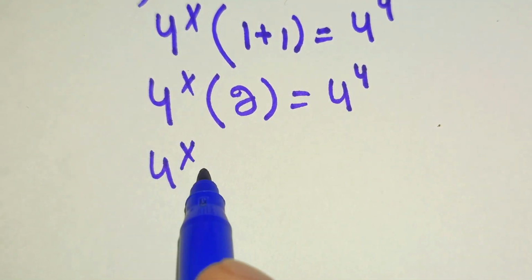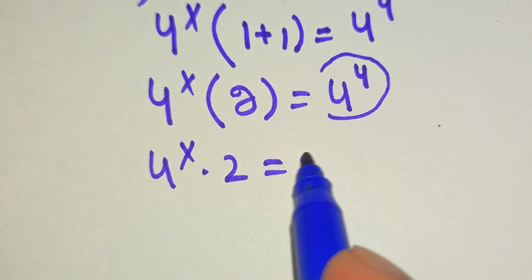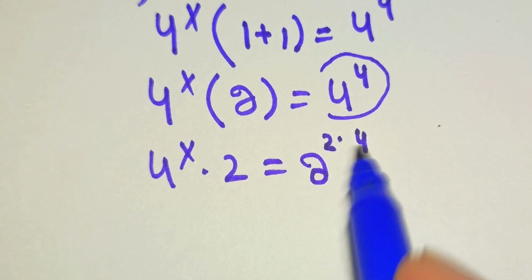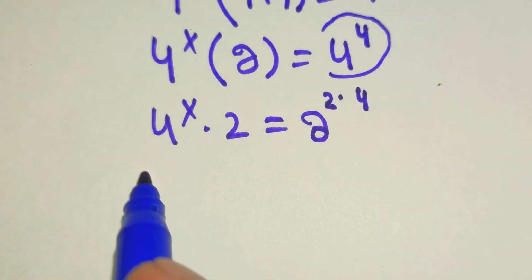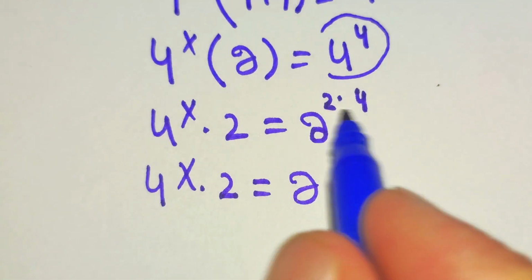4 to the power of x times 2 is equal to, I can write 4 to the power of 4 is 2 to the power of 2 into 4. Now 4 to the power of x times 2 is equal to 2 to the power of 8.